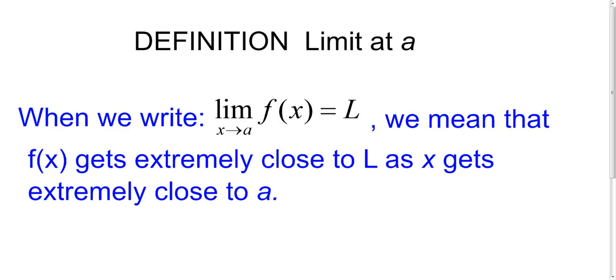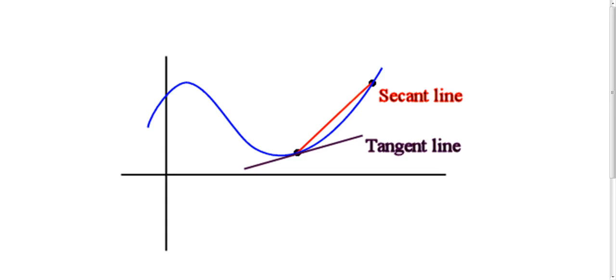When we write the limits, what we mean is that f of x gets extremely close to L as x gets extremely close to A. It can never be exactly that, but it's what happens as it gets really, really close to it. So when we do limits, this is kind of what we do.